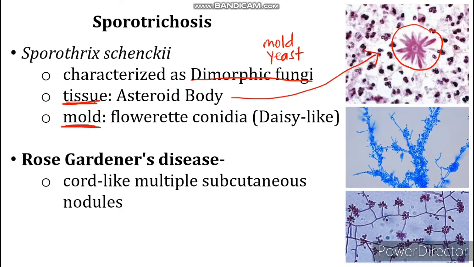Ito naman siya. Yung mga daisies kasi, yung flower itself, maliliit lang siya, tas cute sila. Ito, mukha siyang daisy. And the most common disease for this one is the rose gardener disease, kasi it usually happens to gardeners, specifically yung mga rose farmers. Kapag natutusok sila ng thorns ng rose, ayun, nagkakaroon sila ng Sporothrix schenckii. These are cord-like multiple subcutaneous nodules.